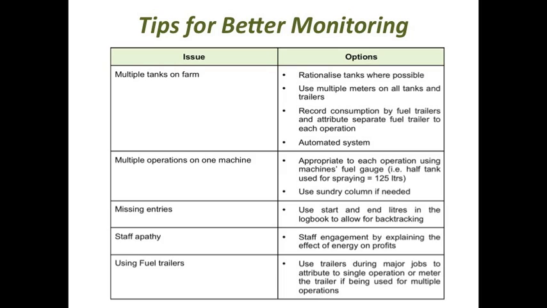One issue there is having multiple tanks on farm and not being able to keep track of where diesel goes. In that case, your options would be to rationalize the tanks where possible, use multiple meters on different tanks and trailers. You could use fuel trailers and attribute them to each operation if, say, harvesting is a huge operation at that time of year, or, if need be, move to an automated system if the capital cost isn't prohibitive.